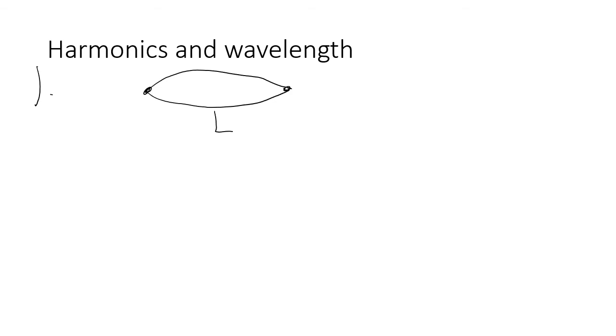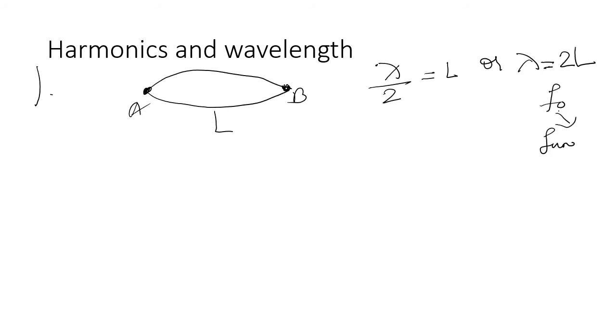So say the length of the string we used is L. Okay. We also know that from this end to this end, say from A to B, it is two nodes, so it is lambda over 2. The distance between two nodes is always lambda over 2. We also know that the distance between the two nodes in this case is equal to L. So lambda over 2 is equal to L, or lambda is equal to 2L. Okay, so that is what happens in the case of the first harmonic or the fundamental frequency. So let's say that the fundamental frequency is F0. Okay, so that is our fundamental frequency.